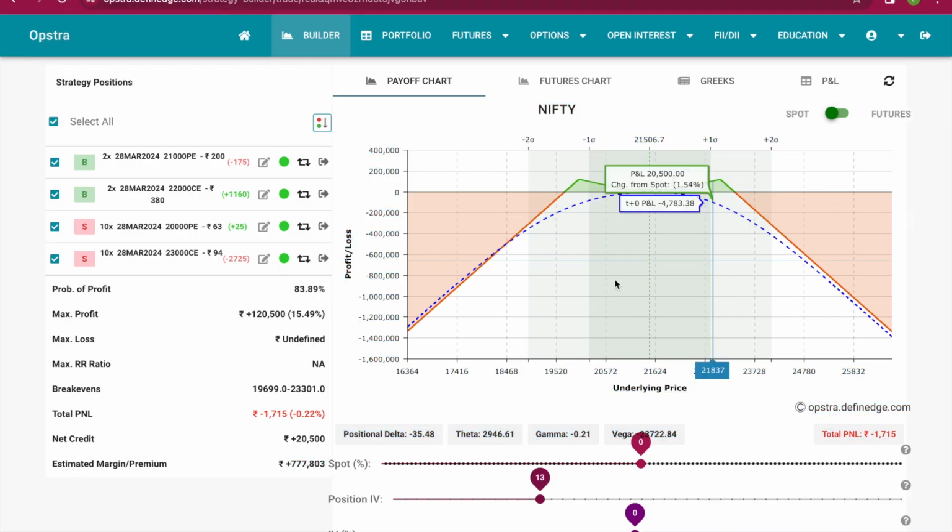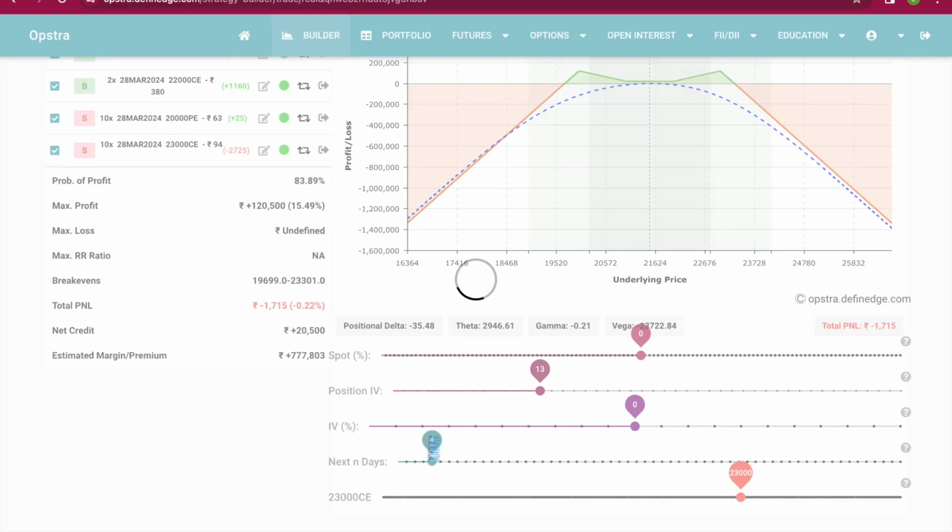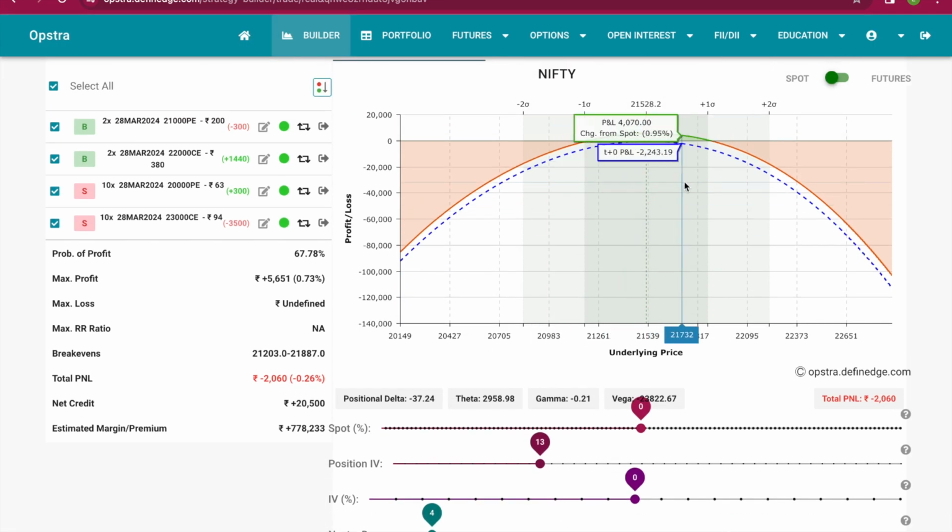Now we'll observe the kind of movement this market does. So let's see in 4 days. 4 days our strategy will be to profit if the market is still within the 21,800 limits.